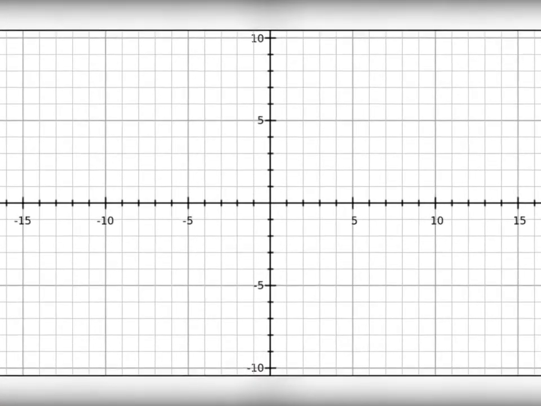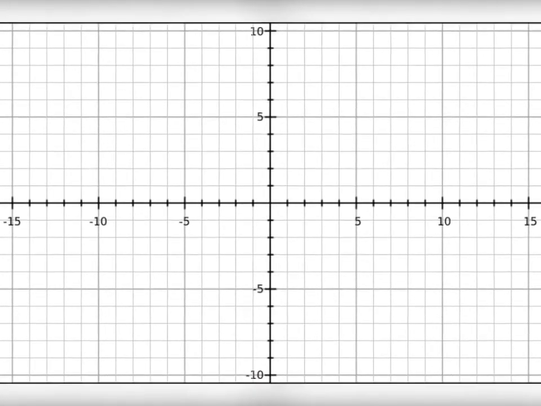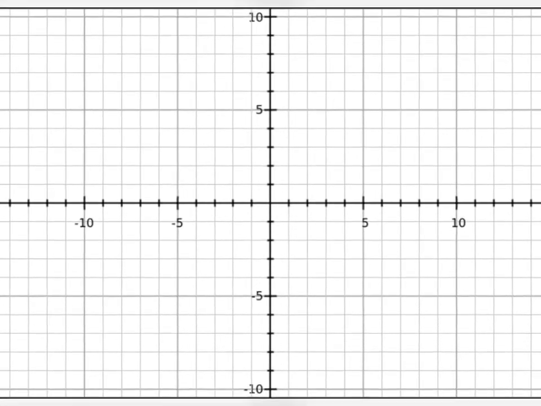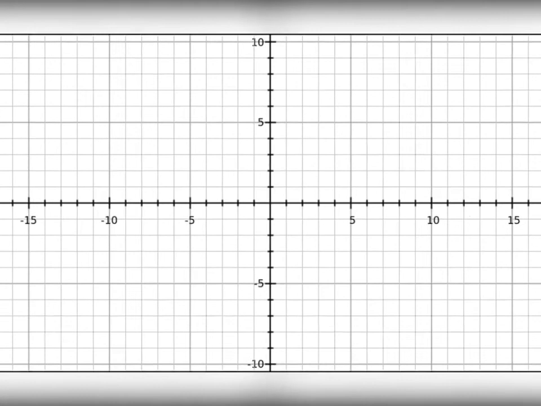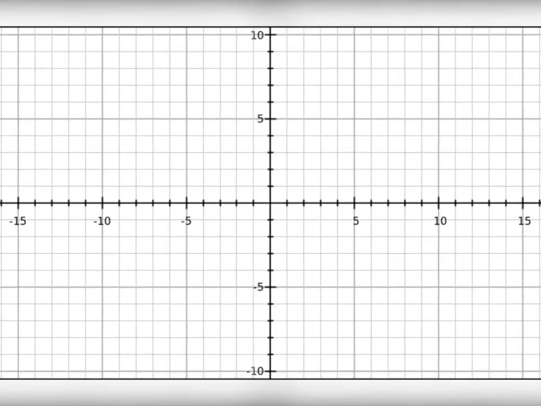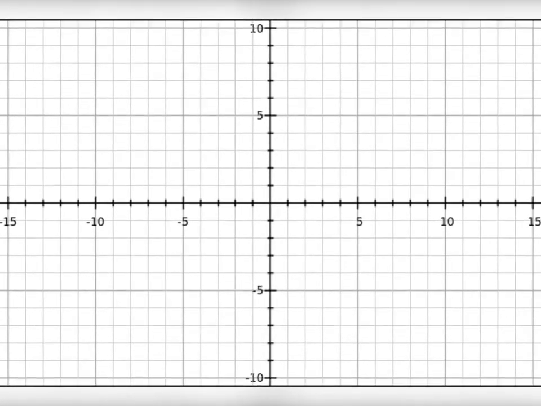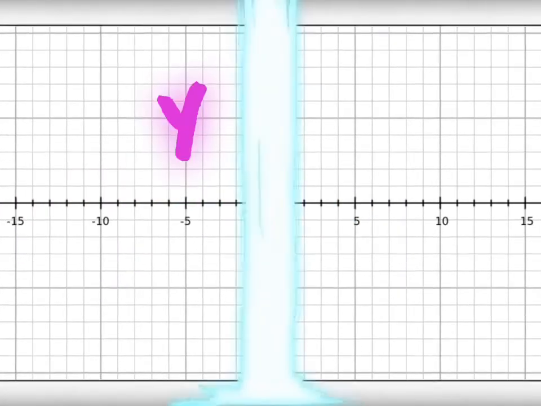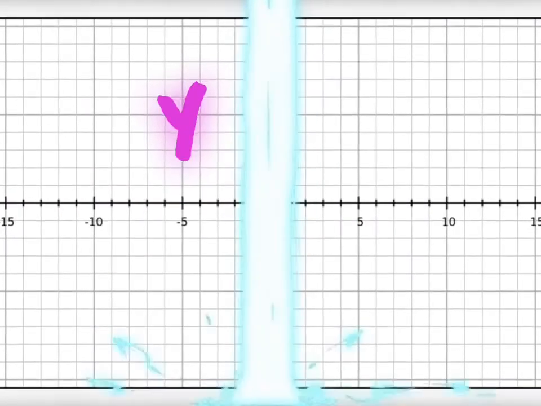Now what happens when we graph this? If you don't know what a graph is, this is what a graph is. A graph has 2 axes, an x-axis and a y-axis. X is the horizontal axis. Y is the vertical axis.